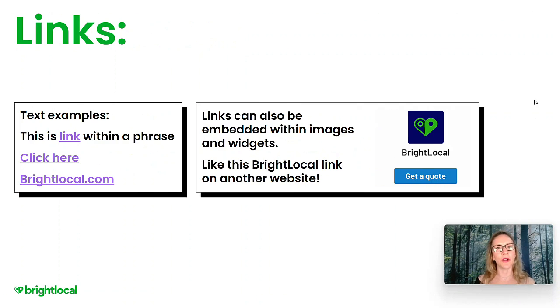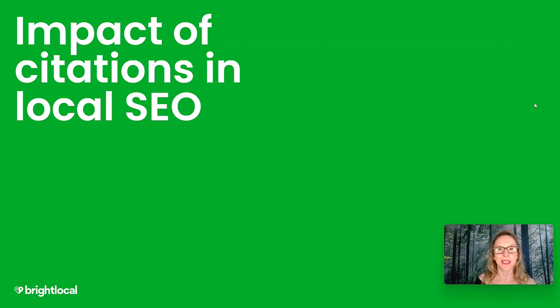A quick example of links that we all see in our everyday lives are here. We've got some text examples, a link within a phrase. We've got a call to action button. Click here to do something, to look at the menu, to make an appointment. Click here to go to the website. You can also see links embedded within images and within widgets. Examples are here.